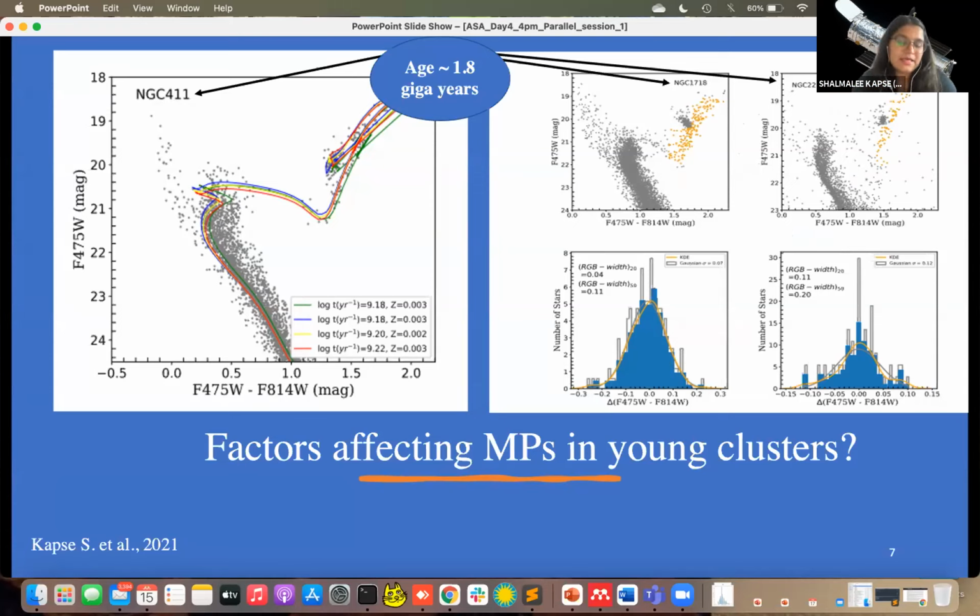as NGC 1978 and relatively massive, but we still didn't find any presence of multiple populations in it. So the question now arises as to which factors then affect these multiple populations. Is it just the mass? If that is the case, then all these clusters that I have considered, NGC 411, 1718, 2213, should have actually shown presence of multiple populations, but that is not the case.